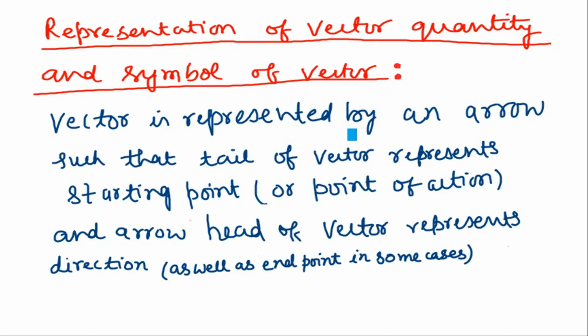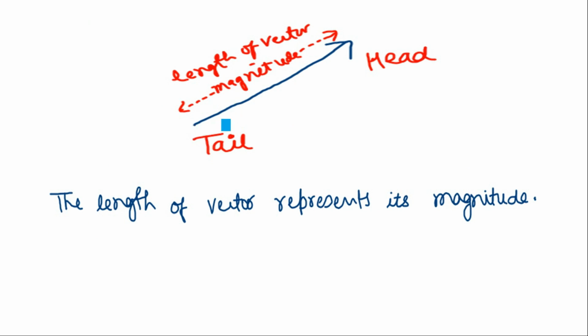So a vector is represented by an arrow such that the tail of the vector represents its starting point and the head of the vector represents its direction. Please remember that the starting point of the vector is also called the point of action of a vector. So this is how a vector is represented.